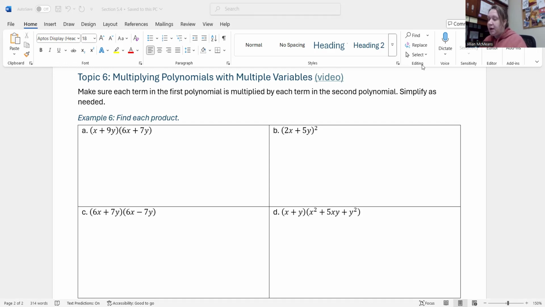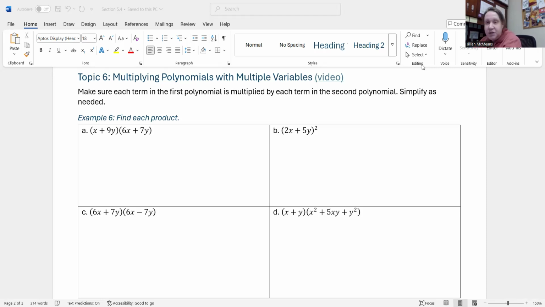So when we're multiplying polynomials in multiple variables, we're going to follow the same steps that we did in a previous section where we just had single variables, okay? So what we're going to do is make sure each term in the first polynomial is multiplied by each term in the second polynomial and then simplify as needed. Okay. So for example 6, it just says find each product.